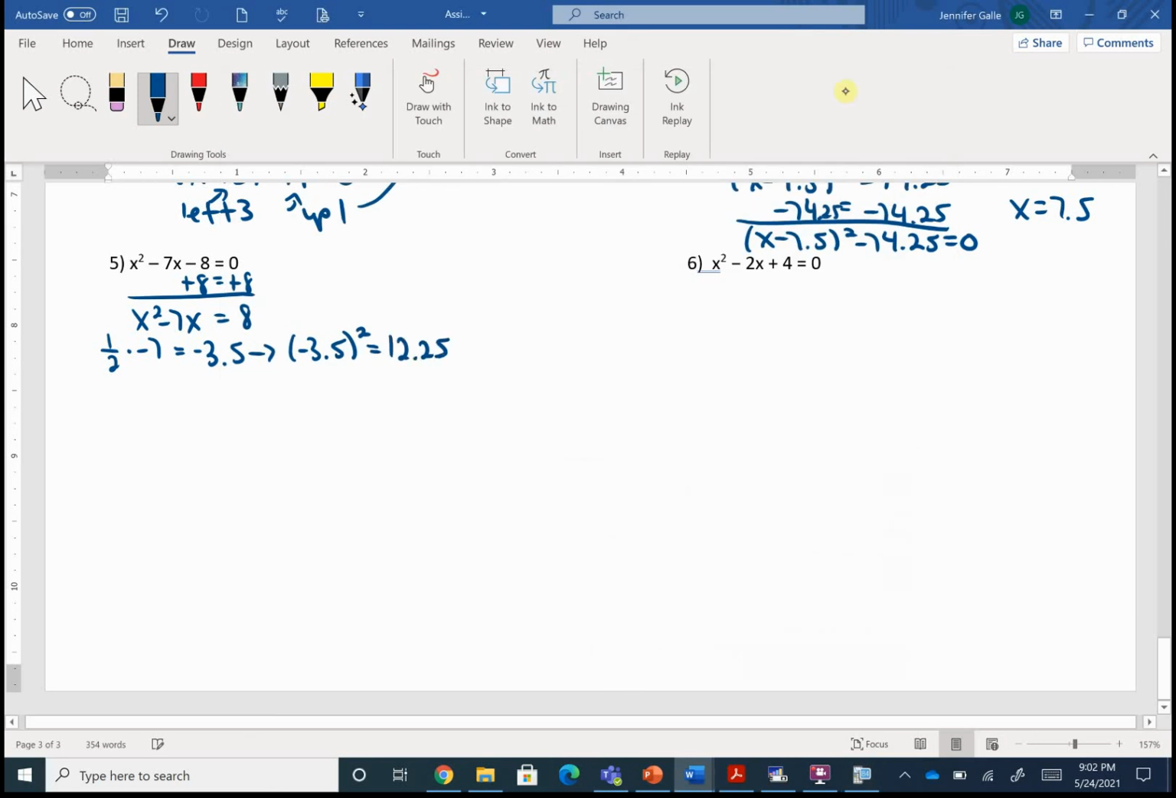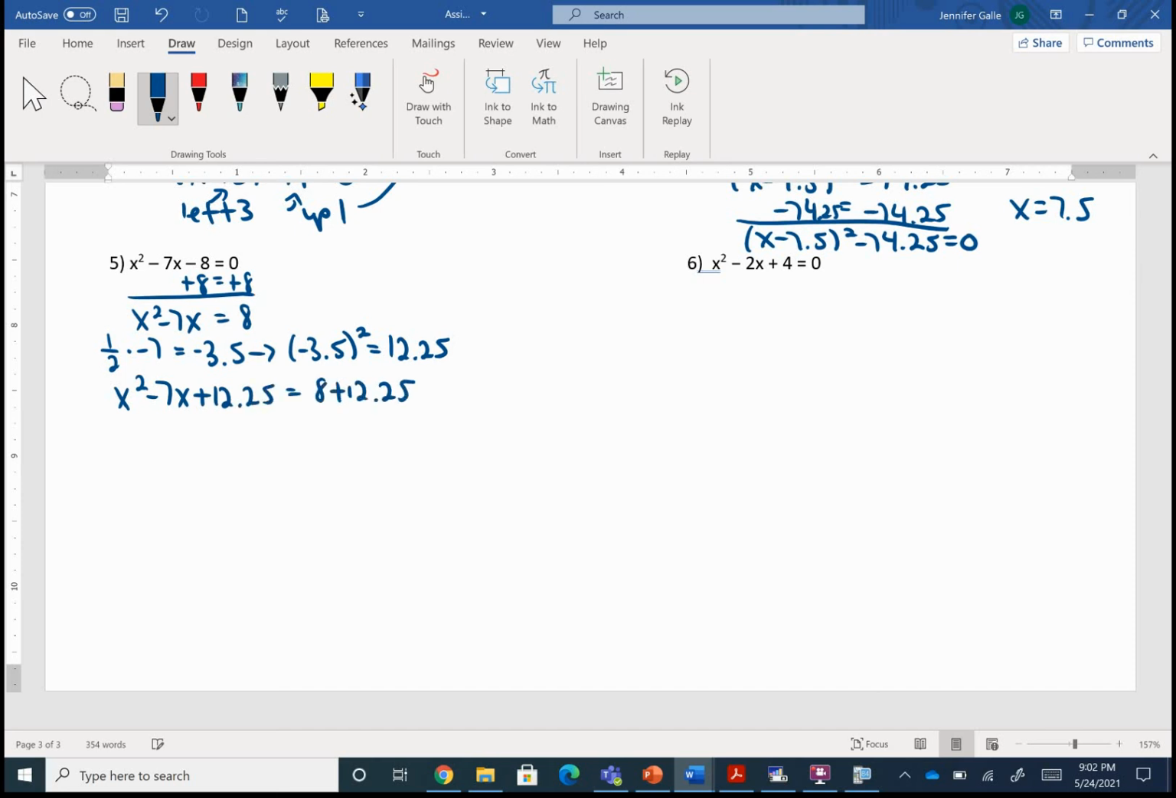So we take that square and we add it to the left side to complete our square, and then we also have to add it to the right side to keep things balanced. On the left side, we're going to write our binomial squared, so x minus half of b, and we square it. And then over on the right side, we add those two together and get 20.25. To undo the square, we square root both sides. So x minus 3.5 will equal positive 4.5.